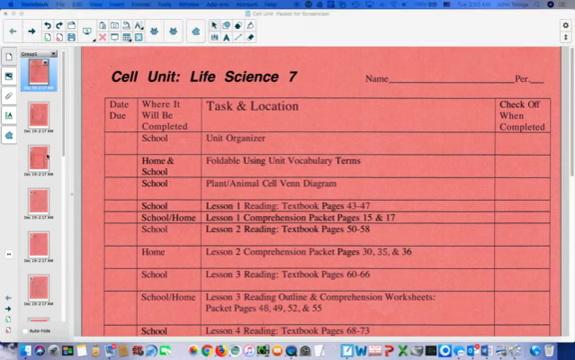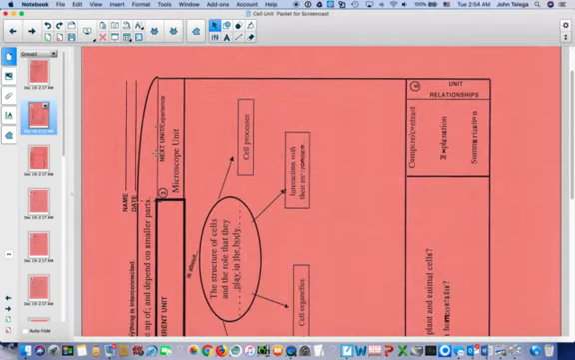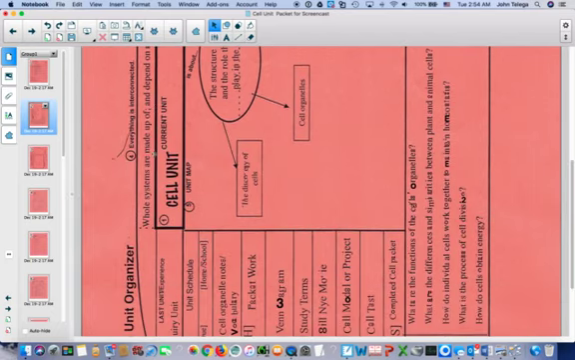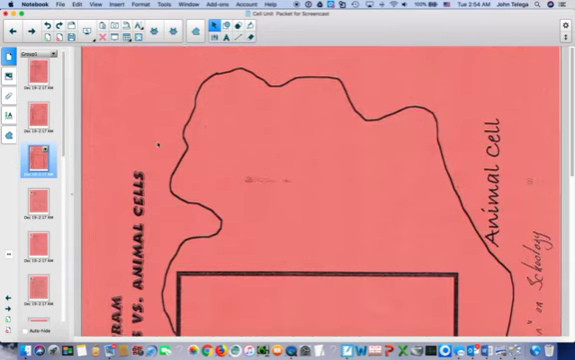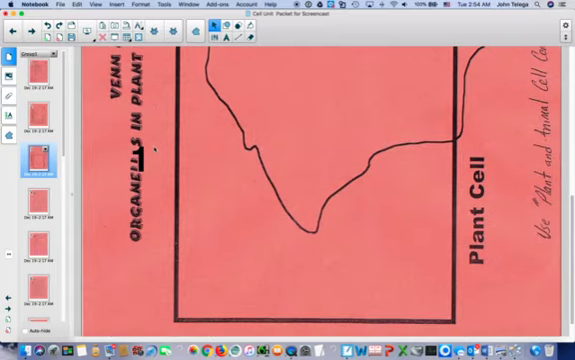So the first few pages are basically the table of contents for the unit. So there's nothing you need to check off when you're done. Keep your packet in order. The next page, page 2, is the unit organizer. There isn't anything for us to do there. The third page is the cell model, and that too is something that is for you guys to work on, the plant versus animal cell.